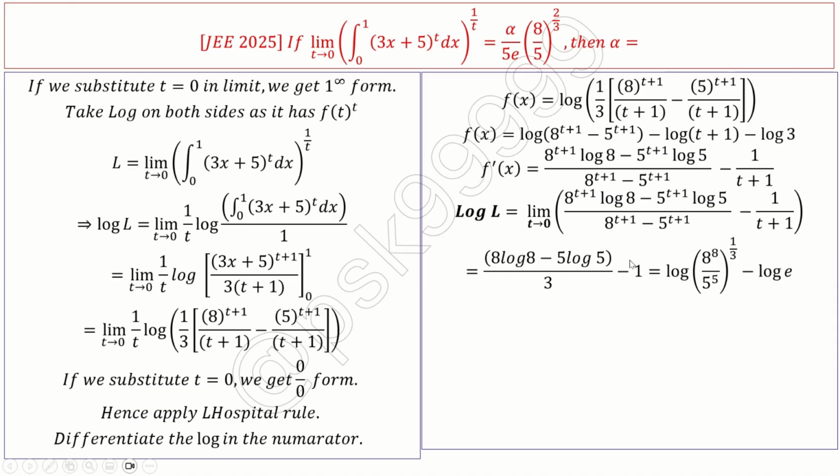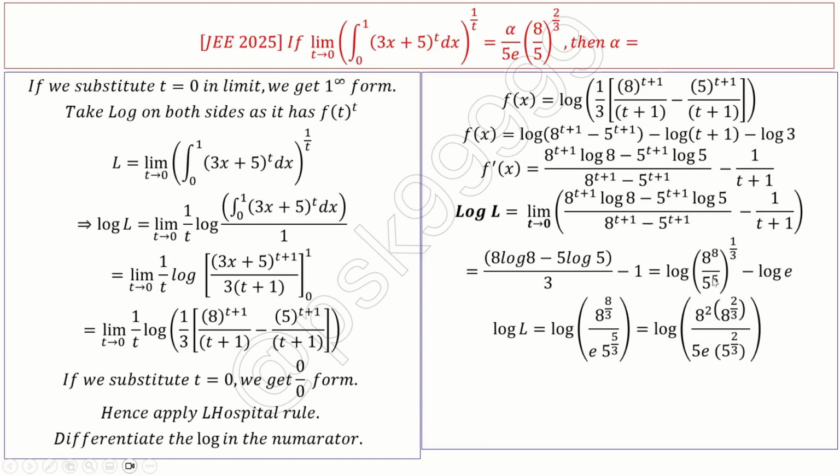Okay, minus log e. This is log e. So I can take this e inside now. Correct? Minus, so it will come in the denominator here. Okay, so log L is nothing but log of 8 to the power of 8 by 3 divided by e into 5 to the power of 5 by 3. Now look at this. I need only 2 by 3. Correct? So keep 2 by 3 and take the rest.